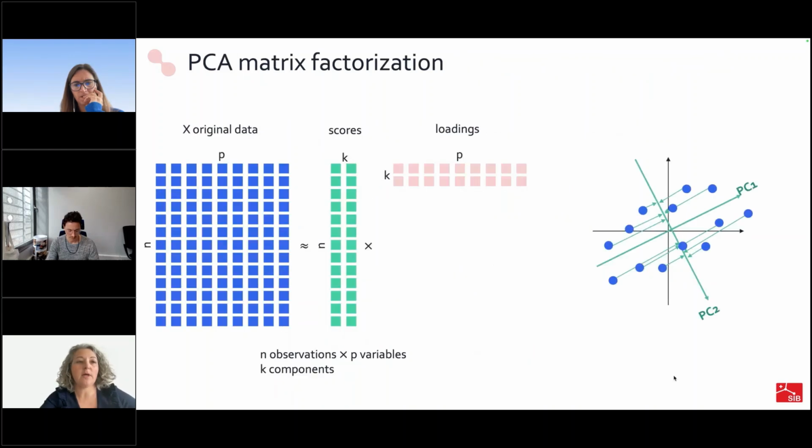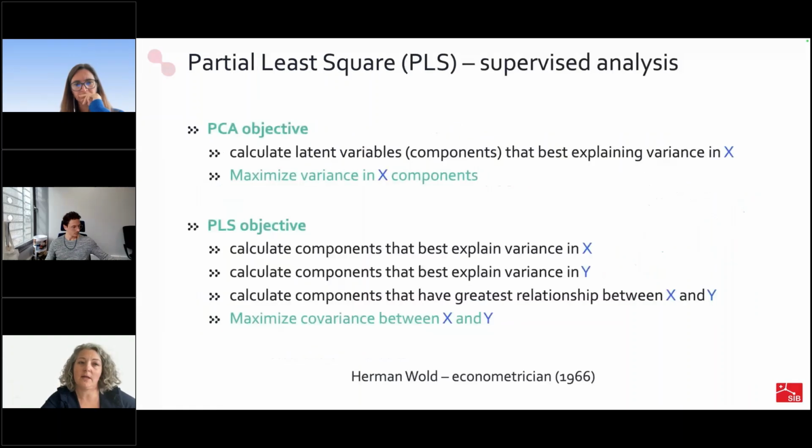And with that, you can end up summarizing your original data, your matrix of the original data, with scores and loadings. The scores are the coordinates of the samples in the new space of components that were computed, and the loadings are the weights of the variables in this space. So this is the unsupervised analysis, and for the supervised analysis, you may know also the partial least squares.